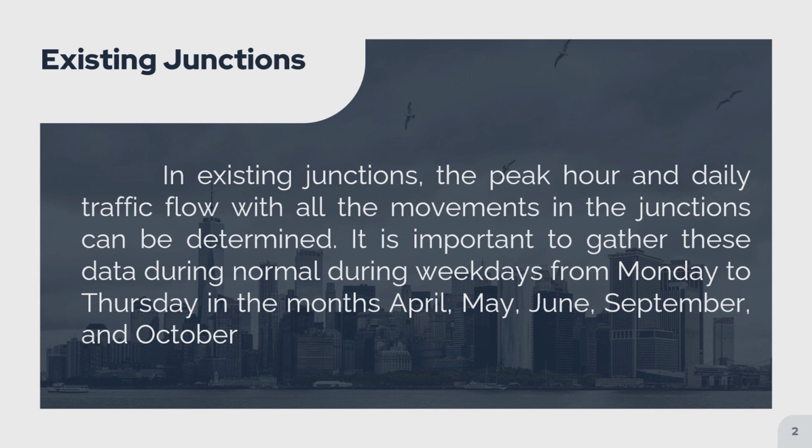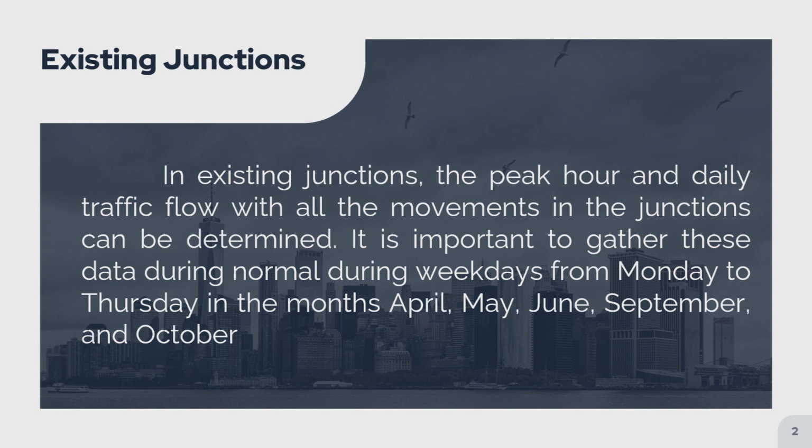At existing junctions, it will be possible to directly estimate peak hour and daily traffic flows together with all turning movements. Recalling what traffic flow is, it is the total number of vehicles passing a given point in a given time. Traffic flow is also expressed as vehicles per hour. Now, in order for the measurements to be as representative as possible of the general peak flow levels, it is desirable to take them during a normal weekday from Monday to Thursday or even Monday to Friday within a neutral month of April, May, June, September, or October.